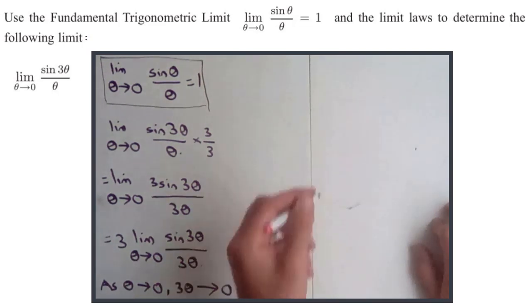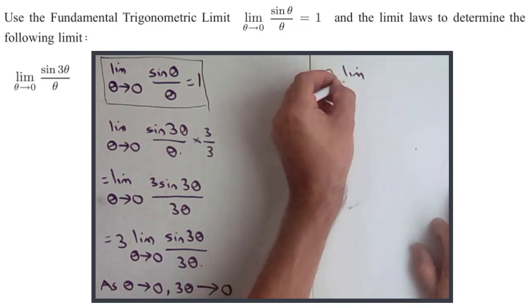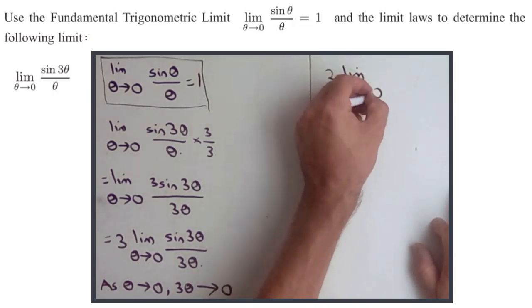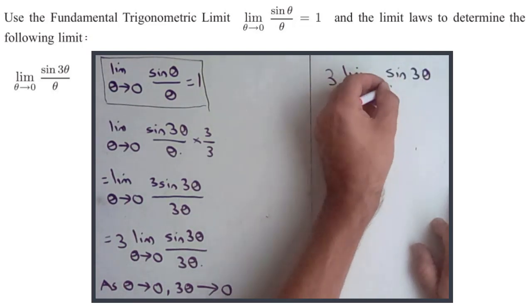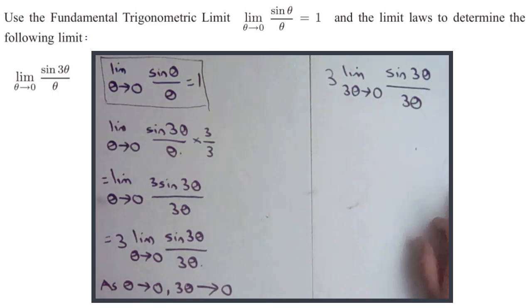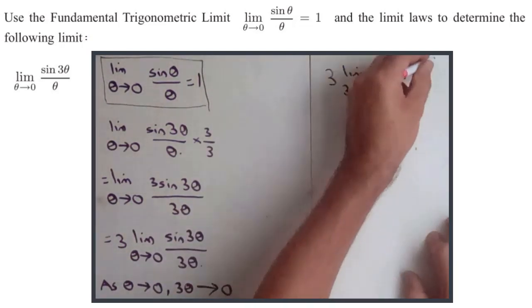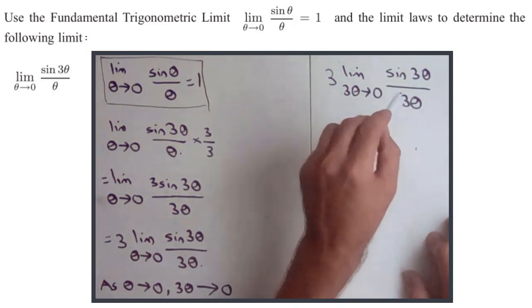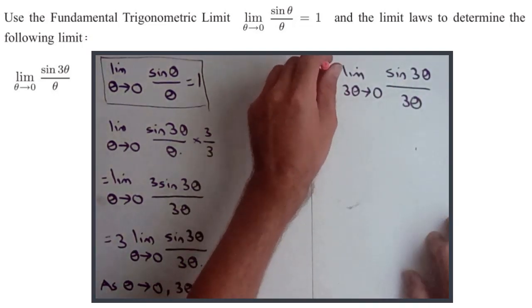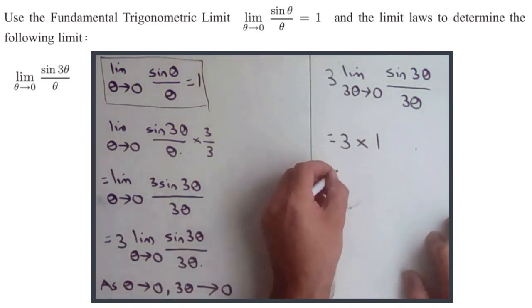So now we have 3 times the limit as 3 theta approaches 0 of sine 3 theta over 3 theta. Now we can apply the fundamental trigonometric limit and say that all of this here is just 1. So the limit as 3 theta approaches 0 of sine 3 theta over 3 theta is 1, and then we just multiply by 3. So it equals 3 times 1, which equals 3.